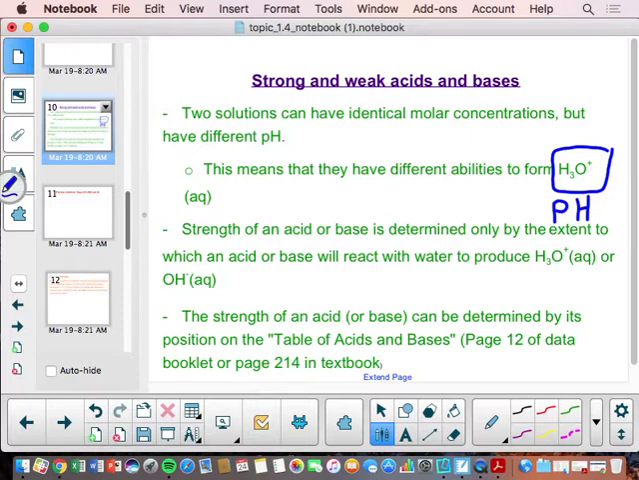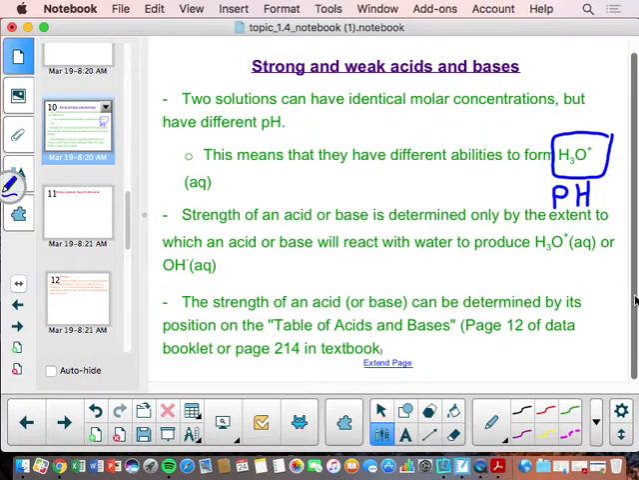So this H3O is what determines your pH. If I wanted to find the pH of my orange juice, it's just measuring how many hydronium ions are in there. The more hydronium ions, the more acidic it is. The strength of an acid or a base is determined only by the extent to which an acid or base will react with water to produce hydronium or hydroxide. So if something is basic, then it has lots of hydroxides.